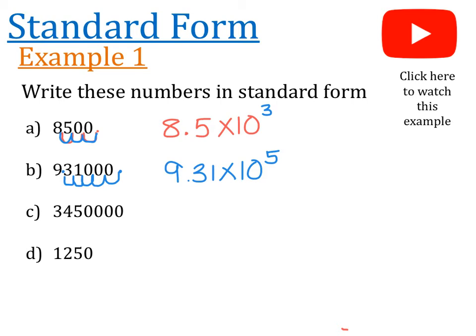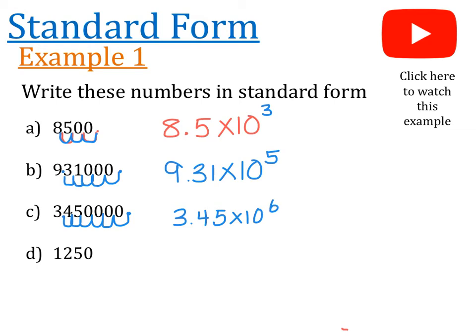The next one is 3,450,000. That is a big number. But again, we'll do the same thing we've been doing this whole time. So we've got a full stop at the end, and we need to get it all the way over here so that it's between the 3 and the 4, because 3.45 is a number between 1 and 10. So let's see how many places it had to move. 1, 2, 3, 4, 5, 6. So 3.45 times 10 to the power of 6.